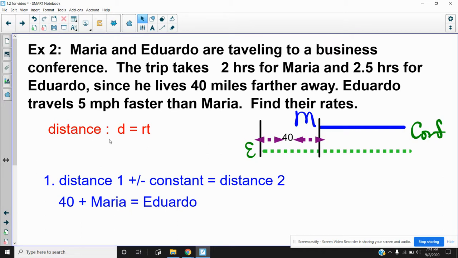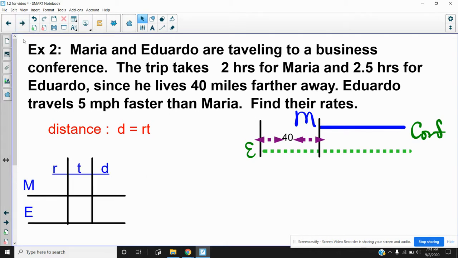Now, how do we describe the distances? Well, here's where we use distance equals rate times time. Now, I'm a chart person. I like to organize my information in a chart. So I know that rate times time equals distance, and that's how I'm going to set my chart up. Rate is the furthest column to the left, time's in the middle. Rate times time then will equal distance.